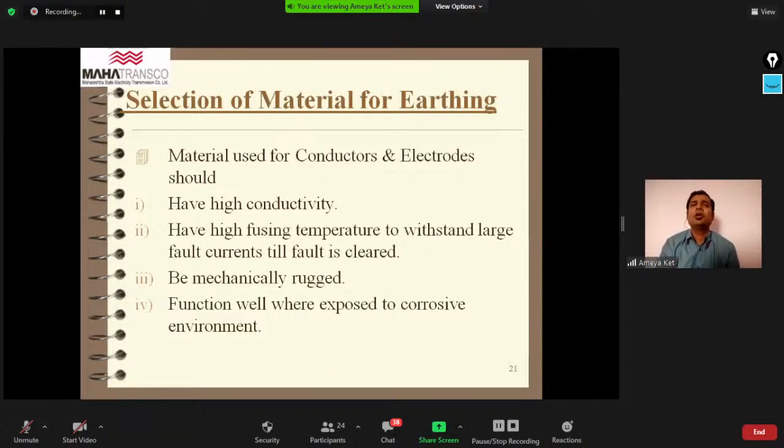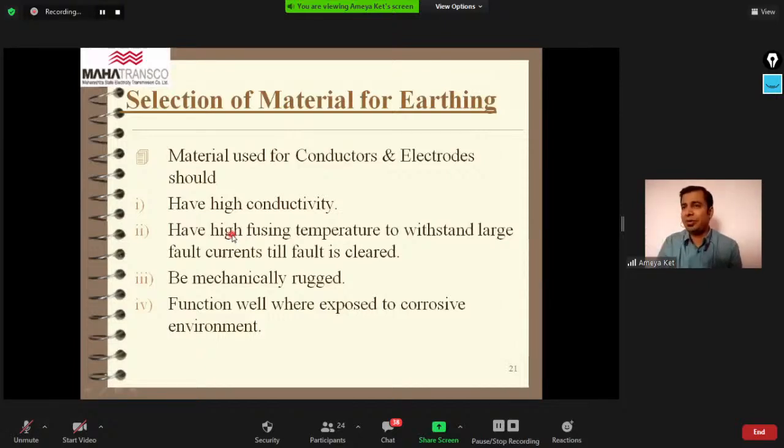from my bucket. The selection of material for the earthing will be based on the following criteria. First, it should have very high conductivity, which is very important for the fault current. Second, it should have a high fusing temperature to withstand large fault currents till the fault is cleared. Now I would like to ask one more question. As we know, we are running an EHV system. We need to install earthing in such a way that it will withstand a high fusing temperature to withstand a large fault current. So, anybody would like to hit the chat box?